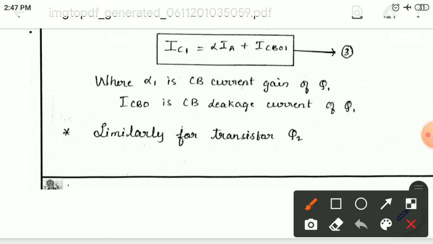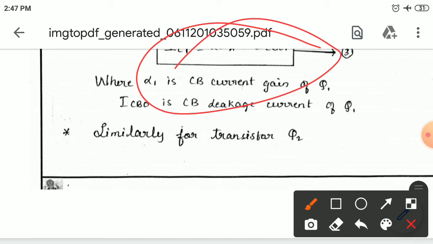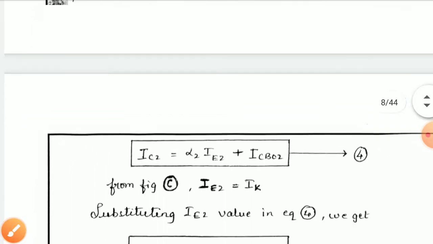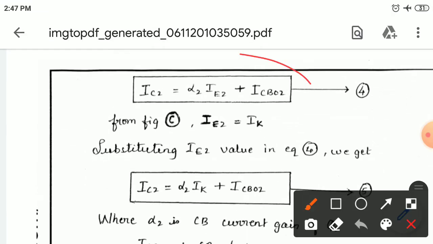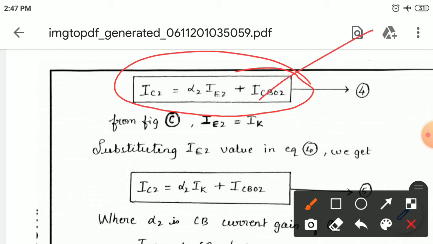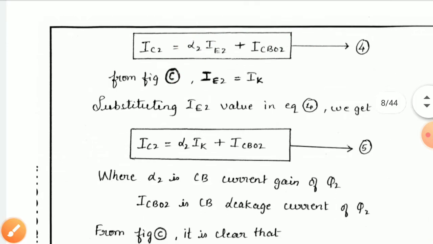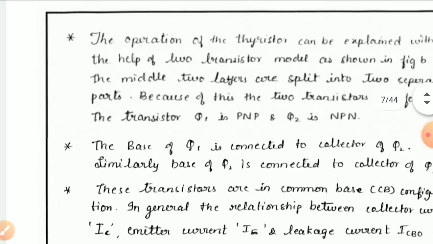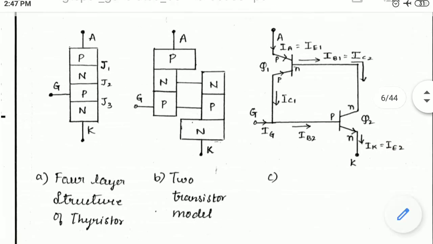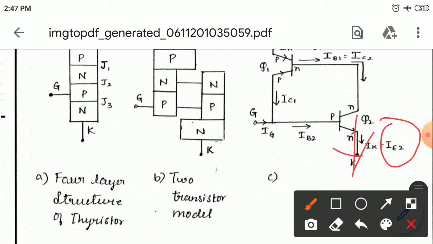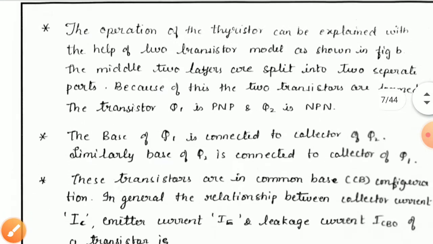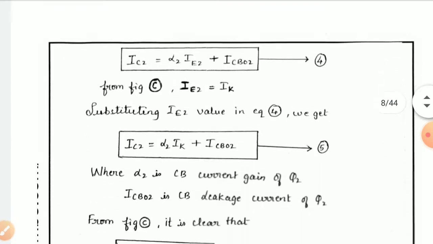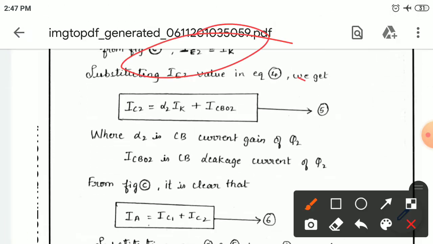Similarly, you have to write the collector current equation for transistor 2 also. IC2 is equal to alpha 2 IE2 plus ICBO2, the same as the above equation. ICBO2 is the leakage current, IE2 is the emitter current, and alpha 2 is the gain of transistor 2. From the figure, IE2 is equal to IK, which is the collector current of transistor 2. Substitute that IE2 and rewrite the equation, and you will get IC2 is equal to alpha 2 IK plus ICBO2, call it equation number 5.